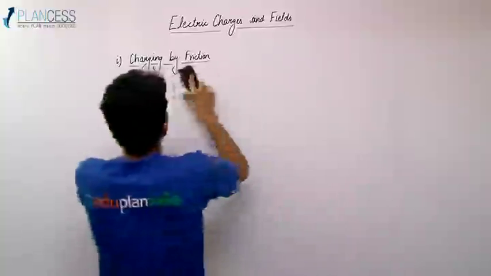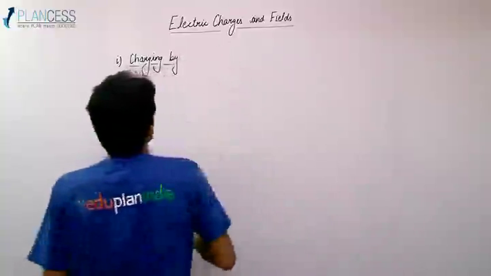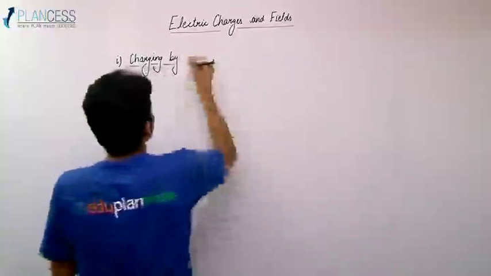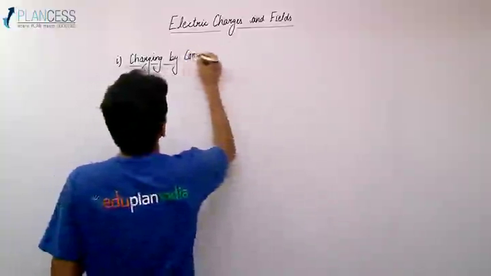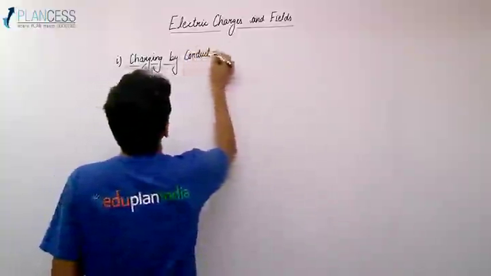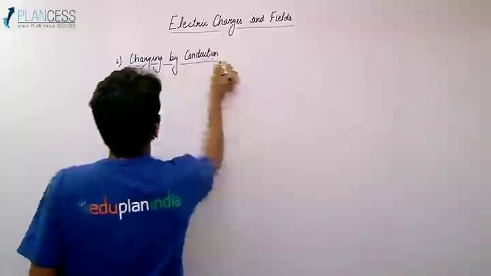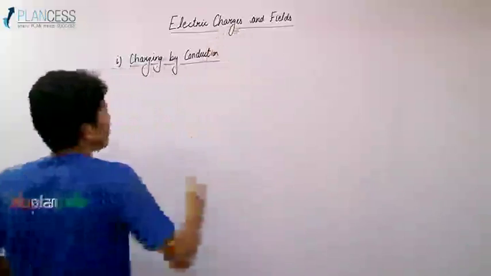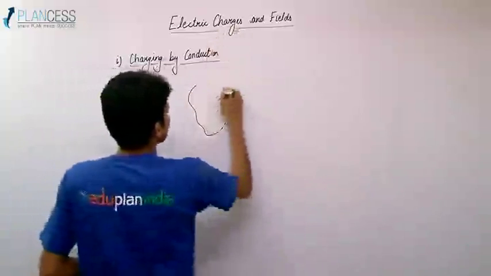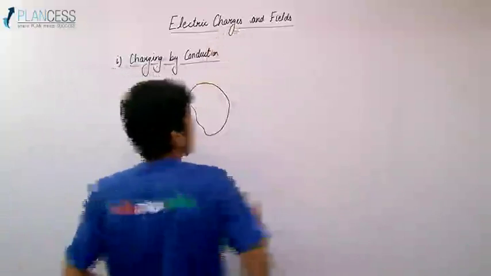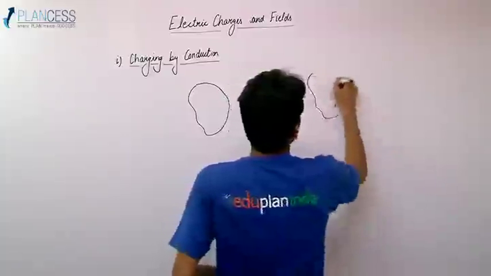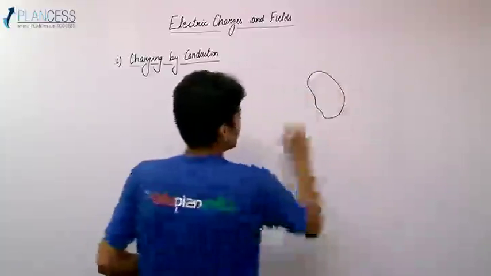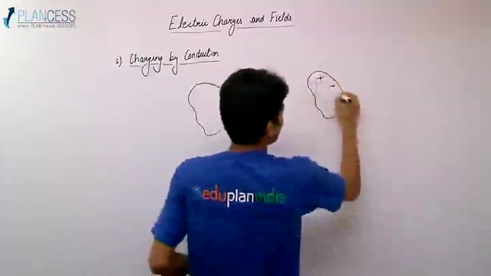Second is charging by conduction. In this process, let's say this is a neutral body and this is a charged body. Let's say it is positively charged.